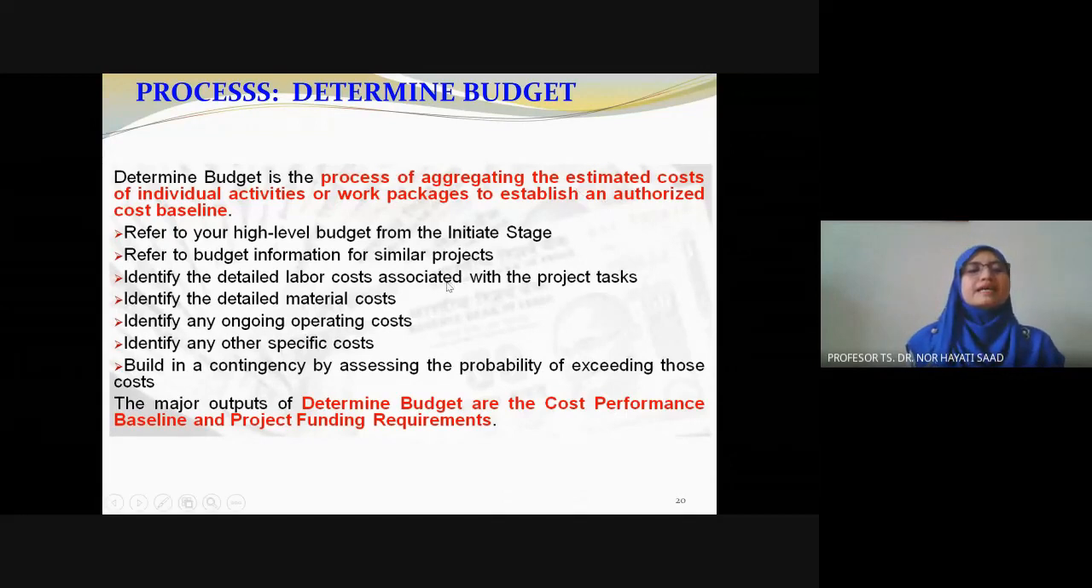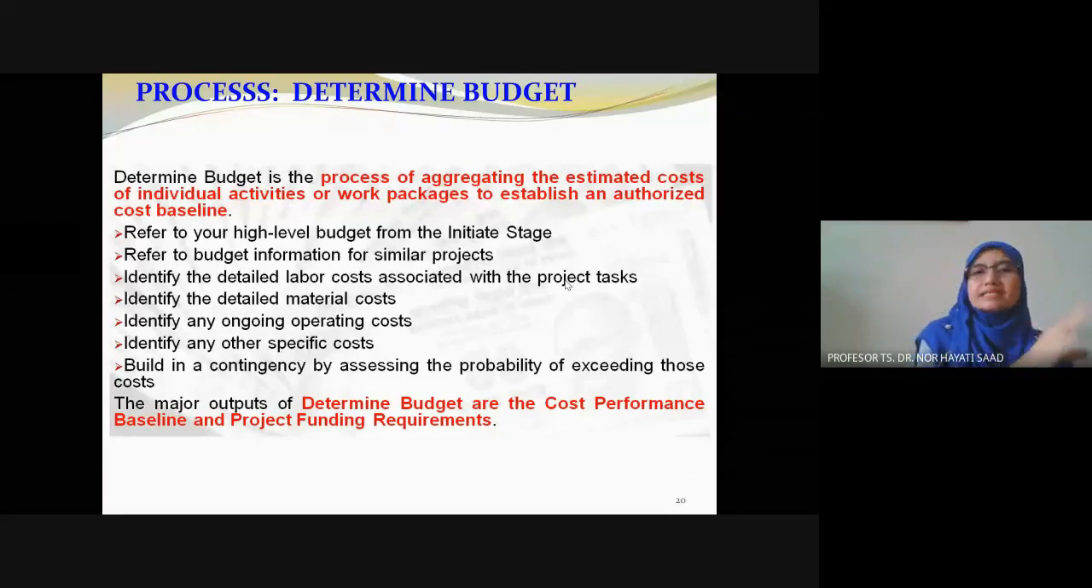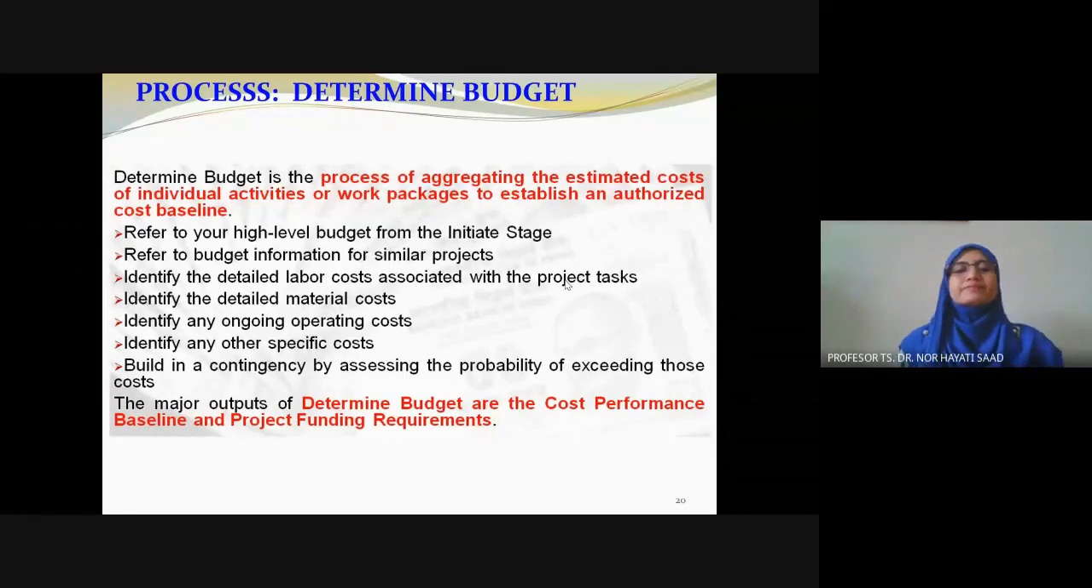Number 3, identify the detailed labor cost associated with the project tasks. For all project activities, we need to estimate the labor cost, the cost we need to spend on labor. It's not only salary but also training and other costs as stated in the human resource management policy, guidelines or laws, whatever is stated in the HRM. The fourth is to identify the detailed material cost, which is all about the resources.